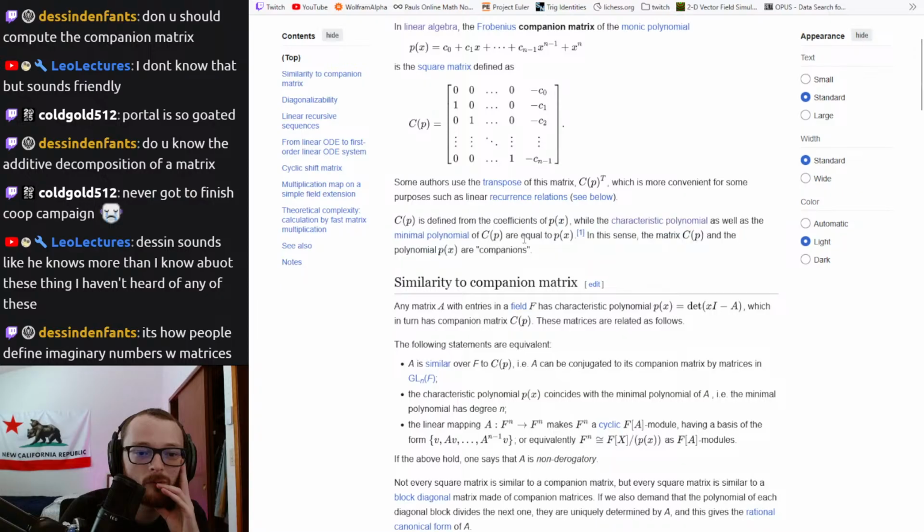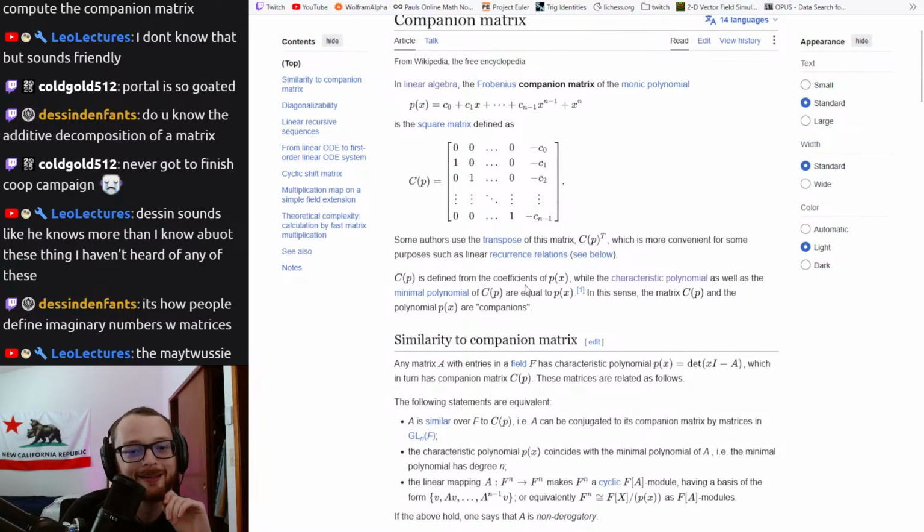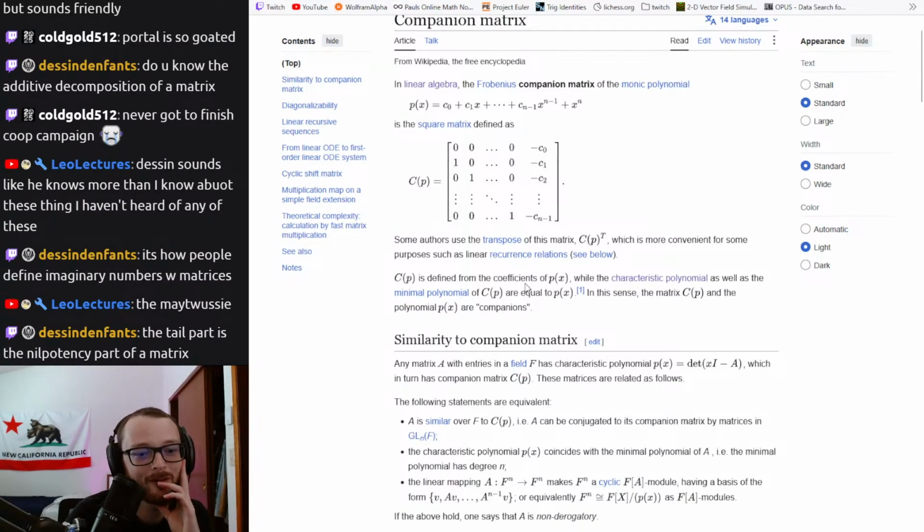So, if two matrices have the same characteristic polynomial... it's possible for two different matrices to have the same characteristic polynomial. At first I thought this would just tell us everything we needed, but I guess not. The tail part is the nilpotency part of a matrix.